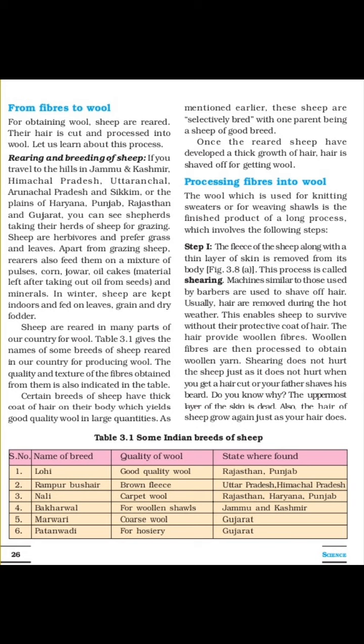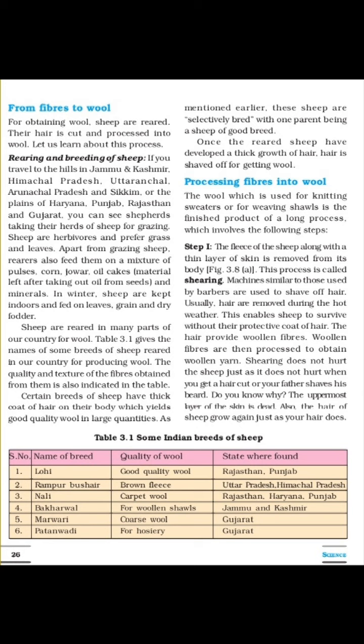In the last period, we learned from which animals we get wool, and we learned that we get wool from sheep, camel, and goat. Now we are aware that all three animals are herbivores and depend upon plant products. We already learned how rearing and breeding of sheep is going on in a whole part of the country in India.